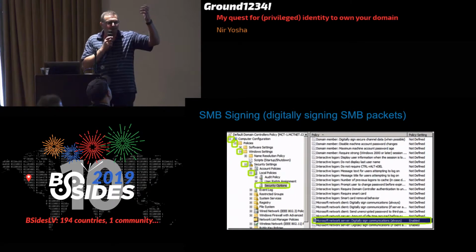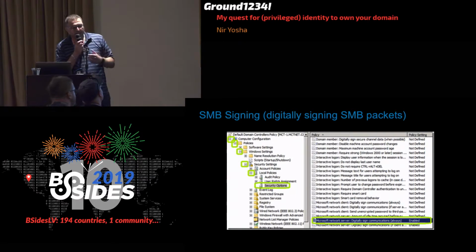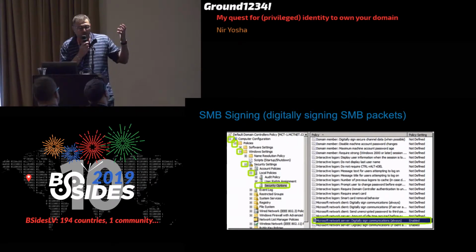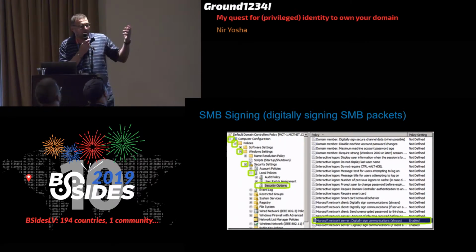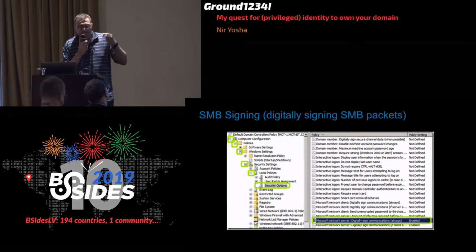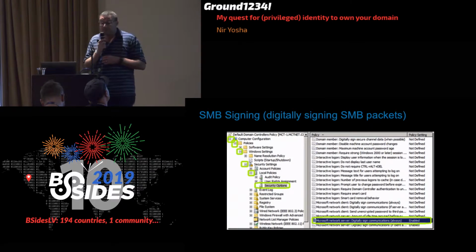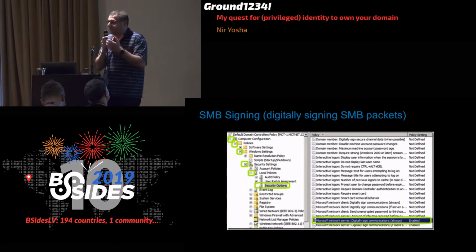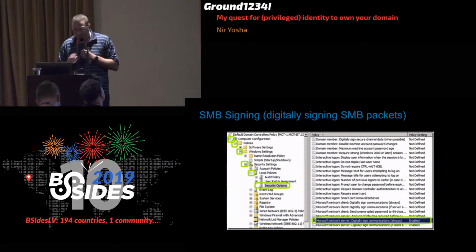SMB signing. What is SMB signing? SMB signing is a feature that allows the recipient to make sure the SMB session is coming in from the right identity. So it's basically digitally signing SMB packets and making sure the source is who it claims to be. A lot of people don't enable SMB signing because it has some performance overhead. So there's a lot of performance testing that needs to be done before enabling it.